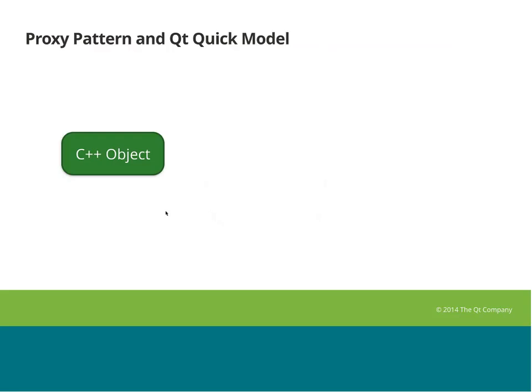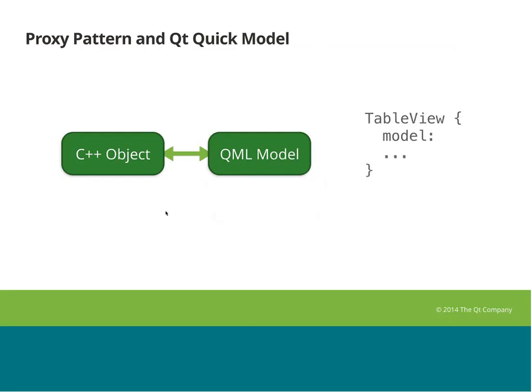So what we want to do is have a separate model object, so that when we have a C++ object, it will communicate with this QML model. And when we hook this QML model into a table view, for instance, it will send signals to the table view saying, okay, these rows have been updated, or these things need to be changed. And so the table view will query the model, what's the data for row number 5, let's say, and the QML model will query the C++ object, and so on.